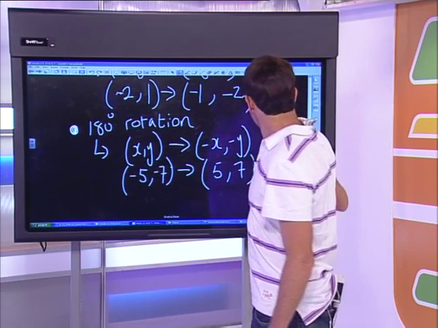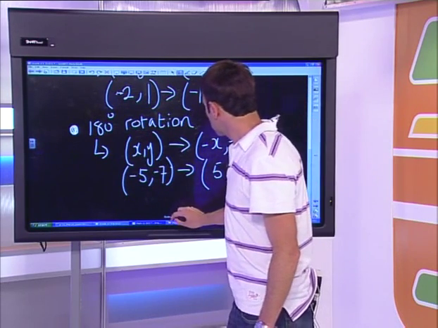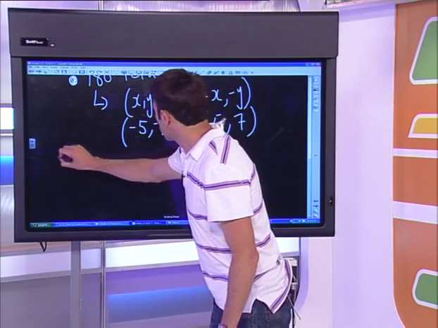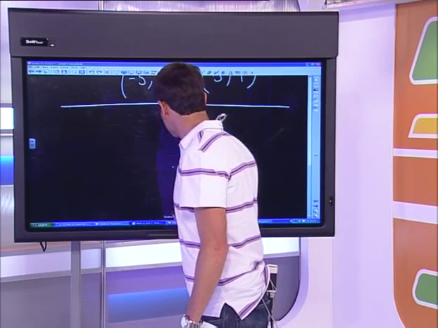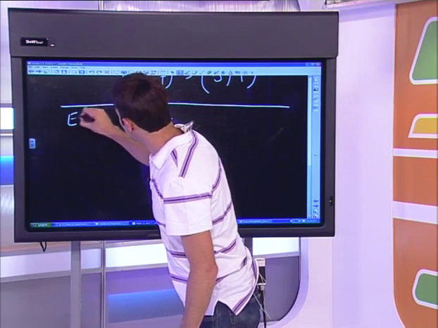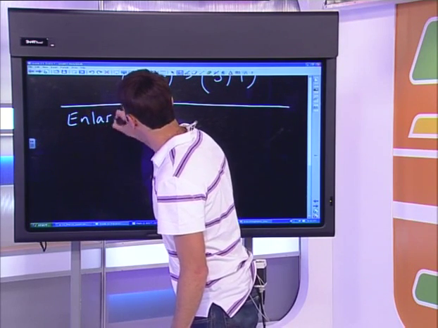Okay, so the next thing is when it comes to enlargements. Let's rule a line there, that is rotations. When we start talking about enlargements, there's really 3 things which come up.